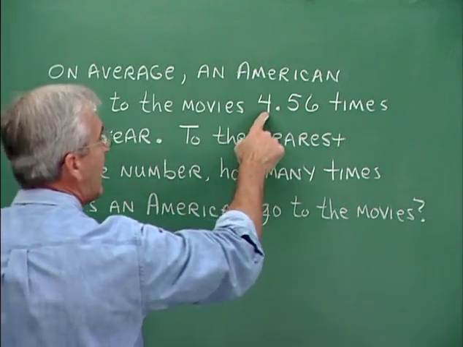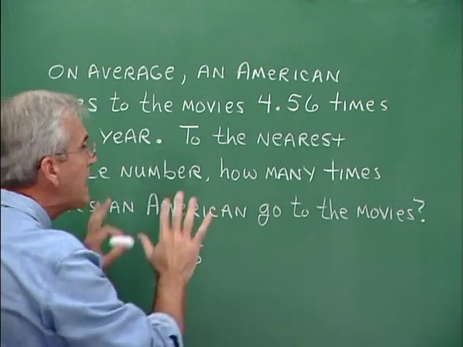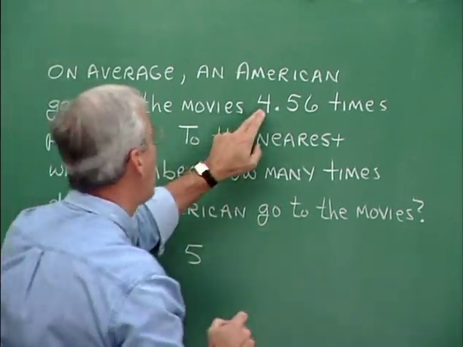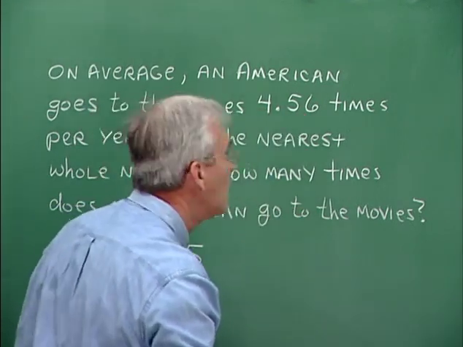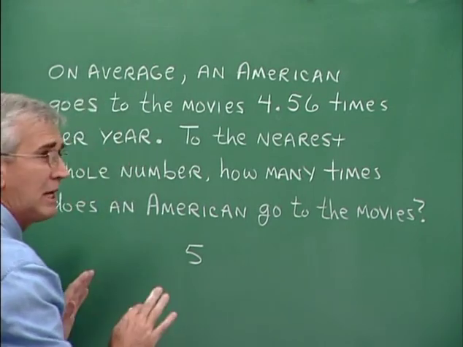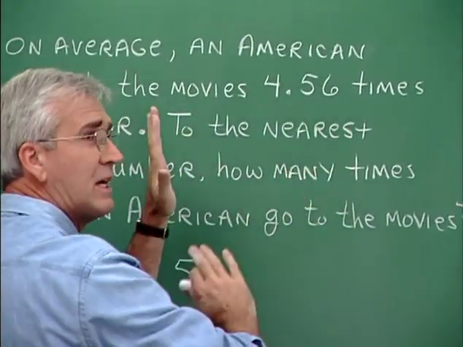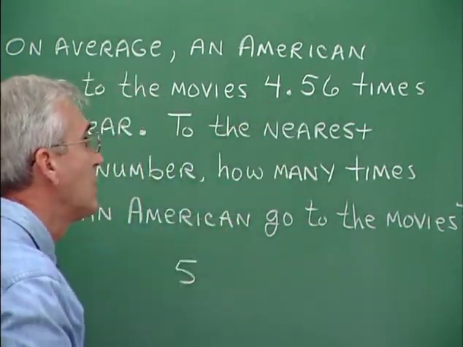By the way, this idea of 4 and 56/100ths doesn't mean that everybody in the United States goes to 4 whole movies and walks out about midway through one movie. It just means that this is the average for all people. Some people go 4 times, some 5, some 10, some whatever, but on average they go 4 and 56/100ths times.